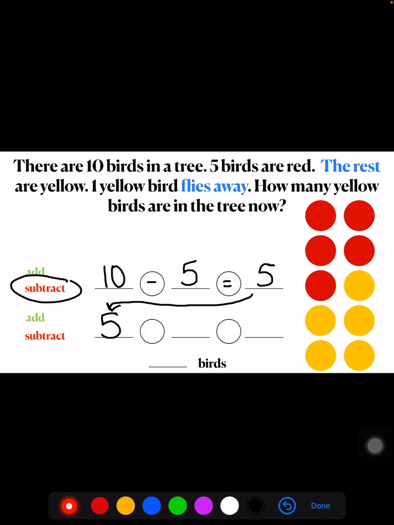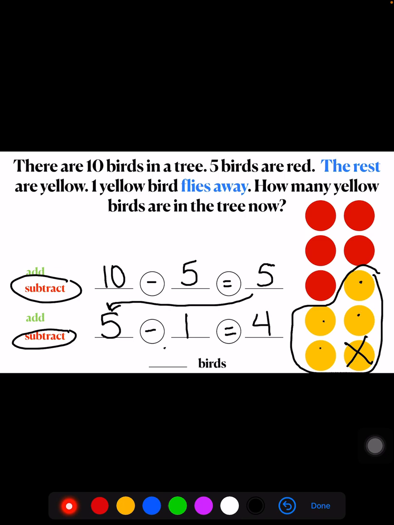We had 5 yellow birds and 1 flies away. I know that flies away is a clue word for subtraction. They fly away or go away. So 5 minus 1 yellow bird equals what? 4. If I have 5 right here and I take away 1, I have 1, 2, 3, 4 left over. There were 4 yellow birds left in the tree after 1 flew away.